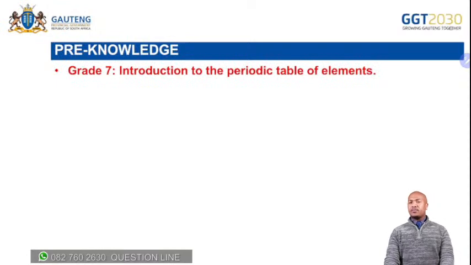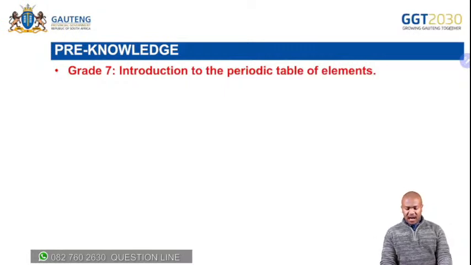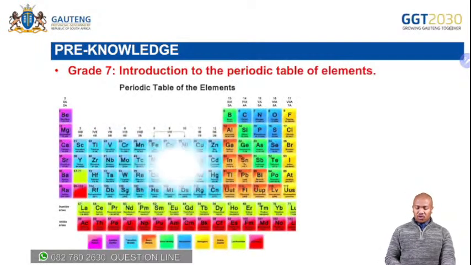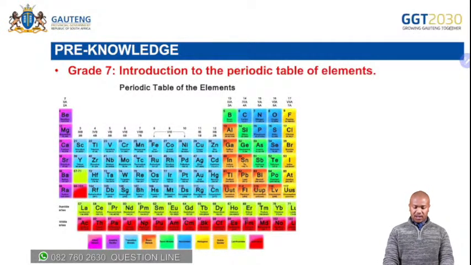Right, pre-knowledge. This is what we have done in previous grades, and also the same grade. We use such information as our foundation to build on today's topic. In grade 7, we did the introduction to the periodic table of elements. It has all the known elements discovered so far, and we said there is still room for discovery. These are all the known elements so far, which are 118 in total.